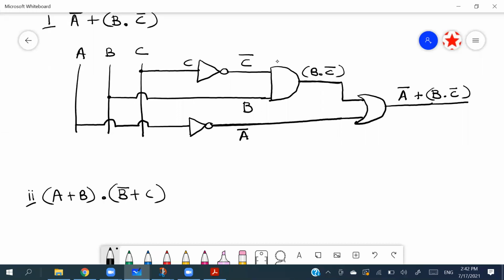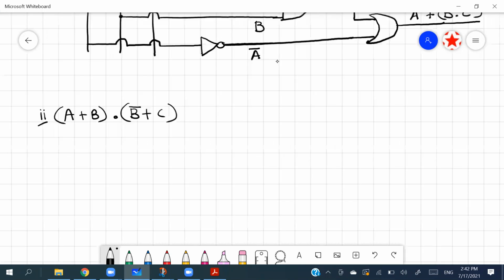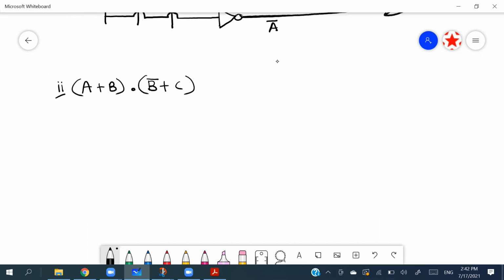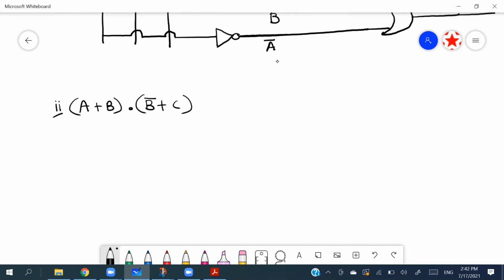Yeah, so the second one is A plus B dot B bar plus C. So again, we need three input lines. It is because we got three variables, which are A, B, and C. And it says there are two brackets. Those brackets are on the same level, right? Like not one inside another.